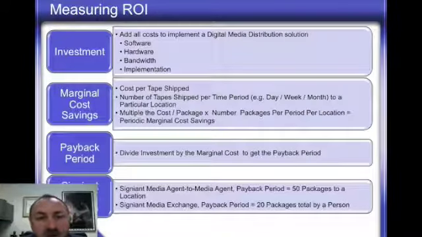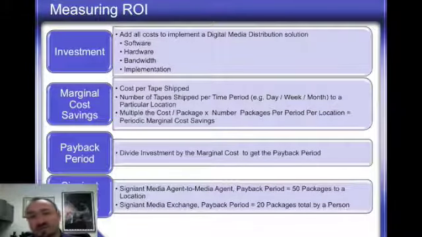So how do you measure ROI on this? You look at the investment you have to make to move to a file-based distribution model, and that includes the software, the hardware, the bandwidth, and the implementation costs. Then you look at your marginal cost savings: the cost per tape shipped, and the number of tapes shipped per time period. So I ship 10 tapes a day, or to 10 locations, or 50 a month, or 130,000 a month. We'll talk a little more about that as well.